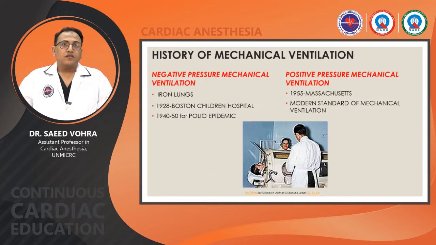Now, talking of the history, initially mechanical ventilation was started as negative pressure mechanical ventilation. They were called iron lungs. In 1928, they were first used in Boston Children's Hospital, and they were widely used during the polio epidemic of the 1940s and 50s. Later on, mechanical ventilation shifted to positive pressure mechanical ventilation, and it has now become the modern standard of mechanical ventilation.